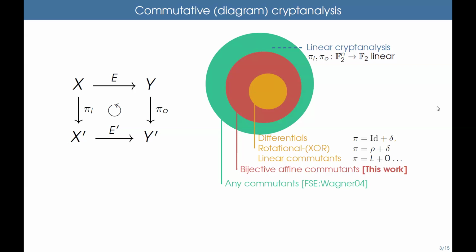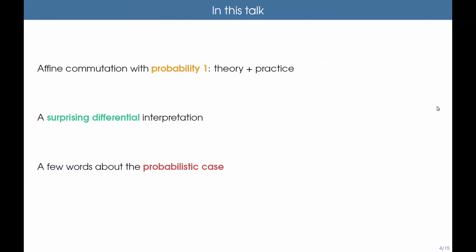But my goal in the next minutes will be to convince you that by using bijective affine commutants, we have a large enough class to find new attacks, but a small enough class to be able to say interesting things about these attacks, and especially the link with already known attacks, such as differential attacks. To do so, I will present the probability 1 case and mainly focus on it because it can be explained in 10 minutes. Then I will just give a few words about the probabilistic case, which is in practice the most interesting one, but also the most difficult one to understand and to study.